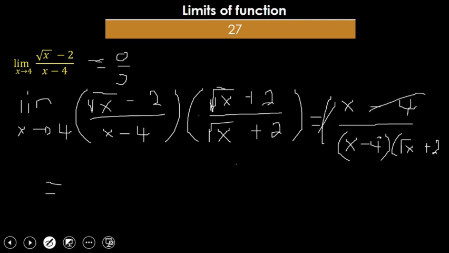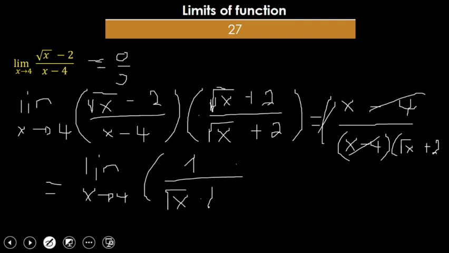This and this will cancel. We are going to have the limit as x tends to 4 of 1 all over (square root of x plus 2). That will be equal to 1 over 4. This is the answer to this question.